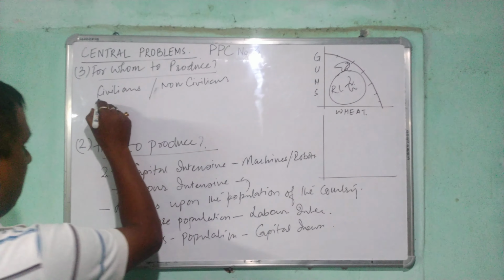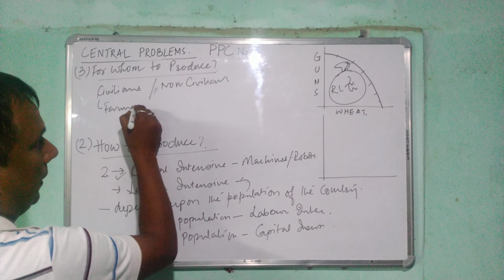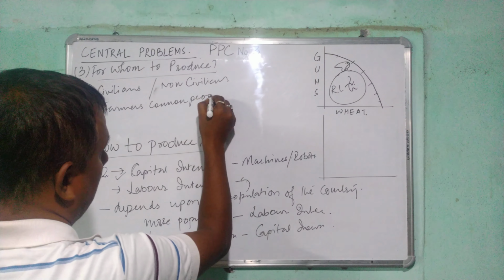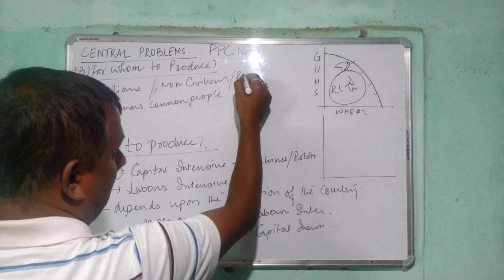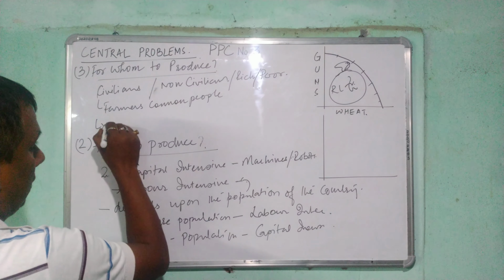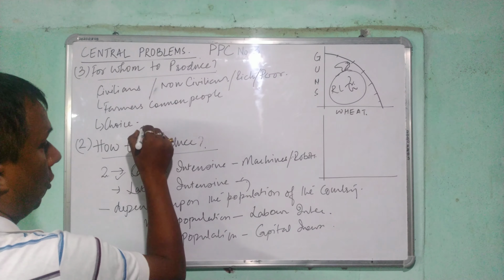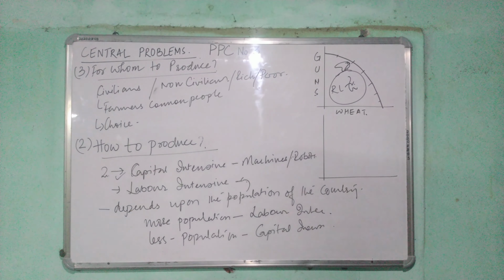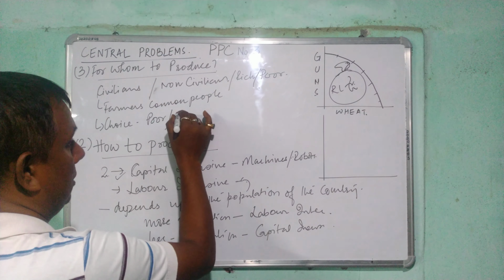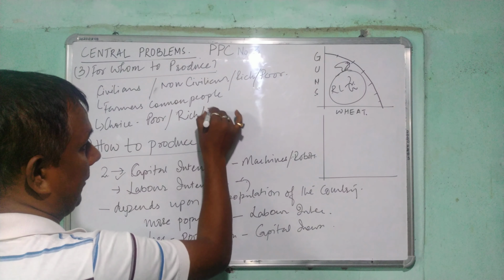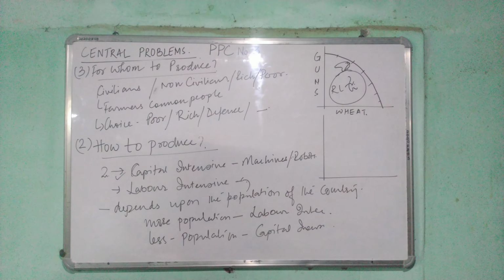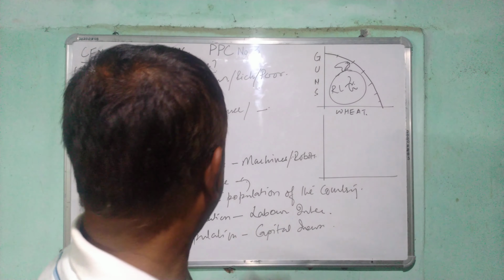Okay, that means civilians means farmers or common people, or rich or poor. So the country has to select, it has a choice: what to produce, for whom to produce. For the poor people, the rich, or defense items, or common items. So this is one of the basic problems, for whom to produce.